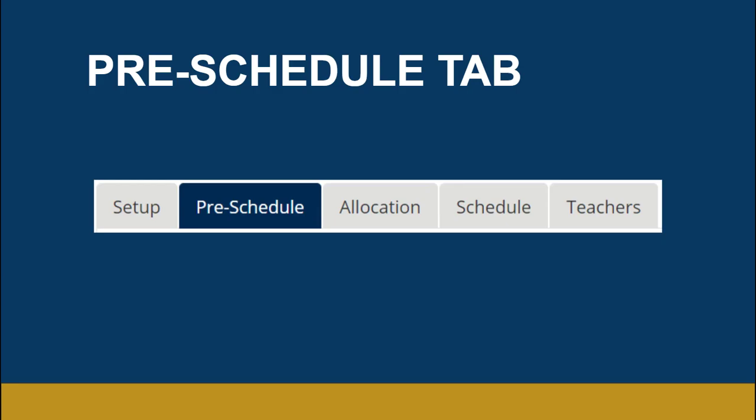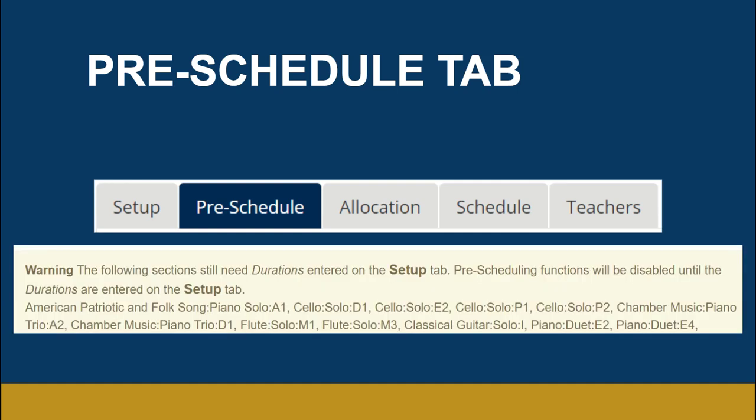Next tab is the Pre-Schedule tab. If you missed any steps in the Setup tab, you will receive a warning with instructions as to what needs to be fixed before continuing to the pre-schedules. The most common error is that the duration assignments are not completed. If you receive the duration warning, simply return to the Setup tab and finish assigning the last classes at the bottom of the page.